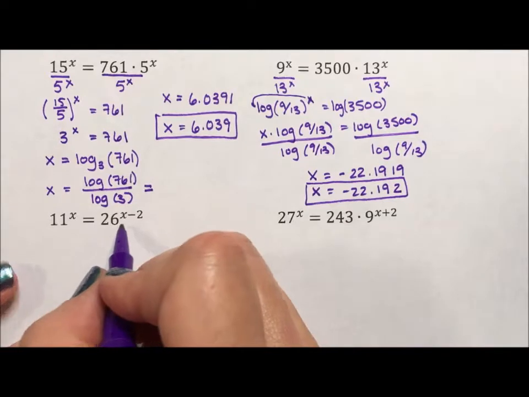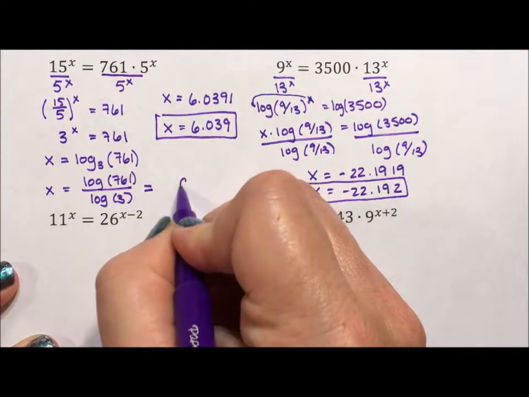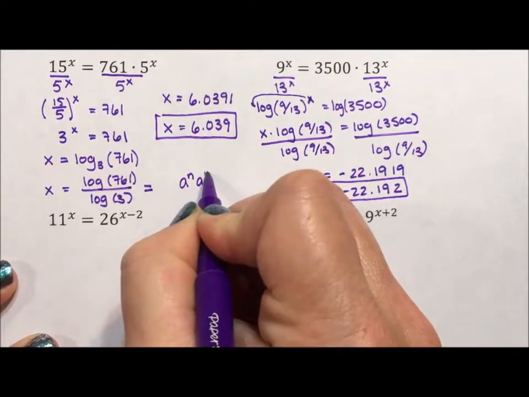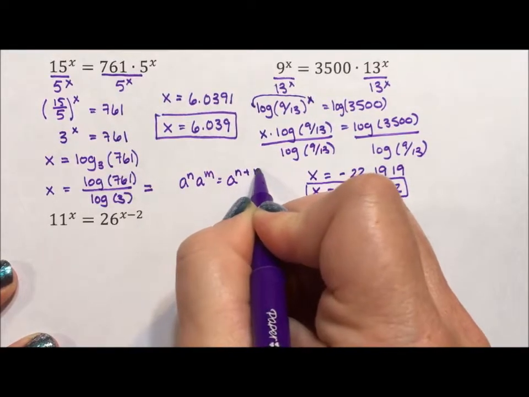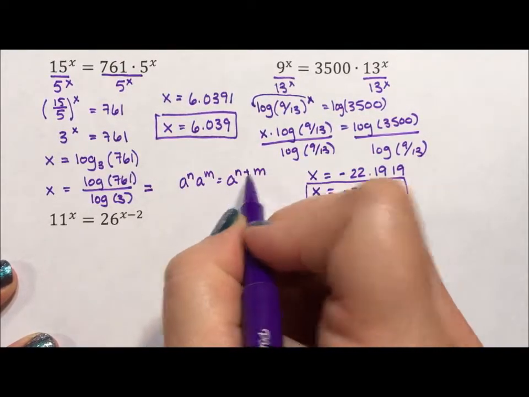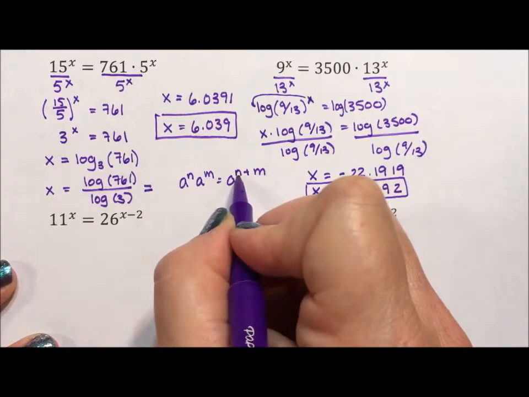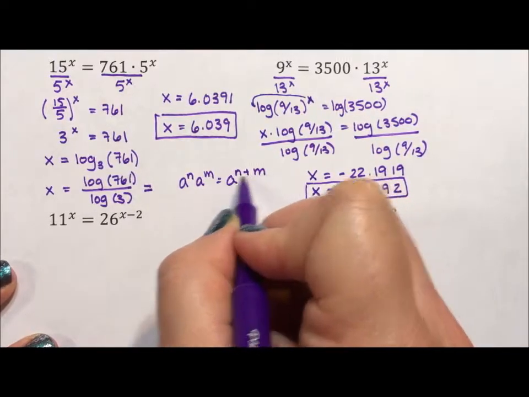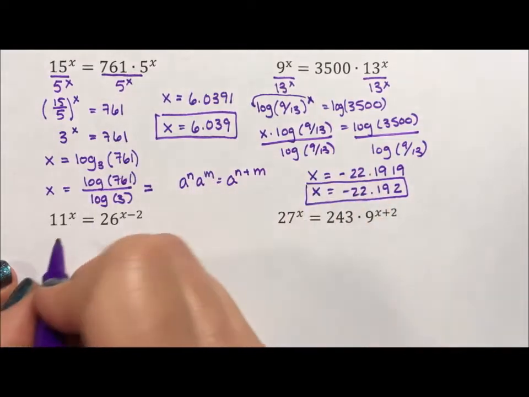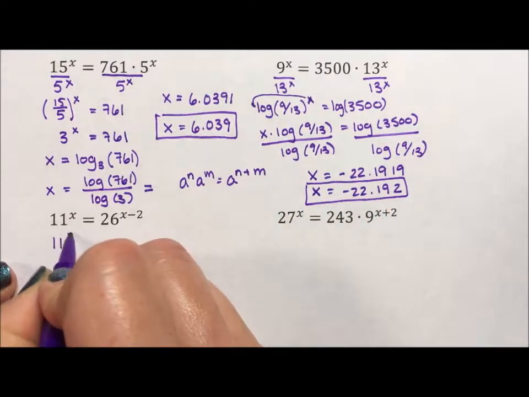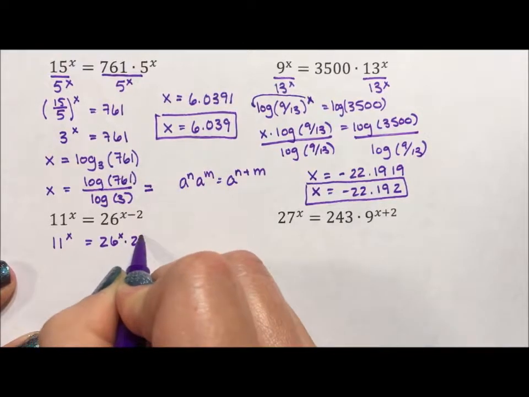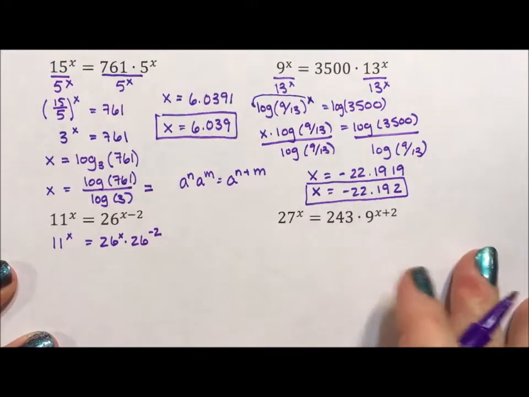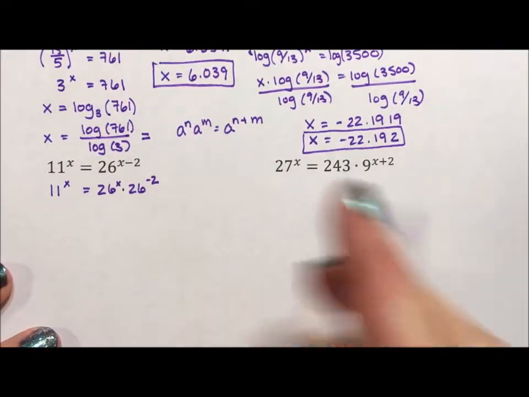All right. Now this next one looks a little bit different. What I need to do here is remember that a to the n times a to the m is equal to a to the n plus m. But what I want to do is go backwards. If you're adding two things in the exponent, it's the same as multiplying the bases. So this is going to be rewritten as 11 to the x equals 26 to the x times 26 to the negative 2. Okay, so that's our big rule that we want to follow.